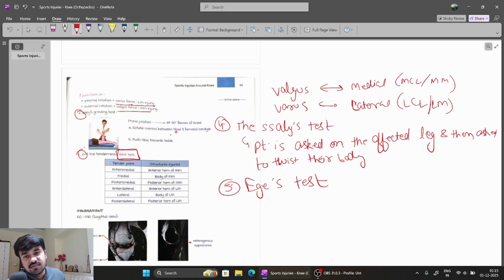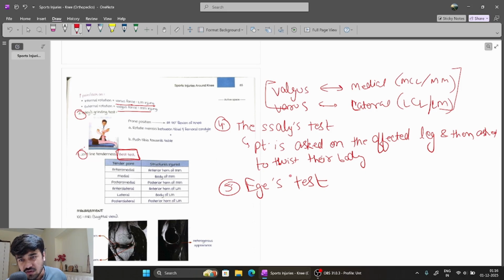In McMurray's test you have to remember valgus force and external rotation, if there is pain, then that is suggestive of medial meniscus injury. Varus force plus internal rotation, if there is pain, then that is suggestive of lateral meniscus injury. Similarly, valgus stress test is for the medial collateral ligament. Varus stress test is for the lateral collateral ligament. So both things are similarly linked, so remembering them will be easy that way, right?